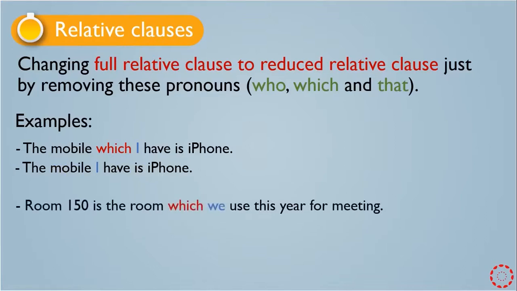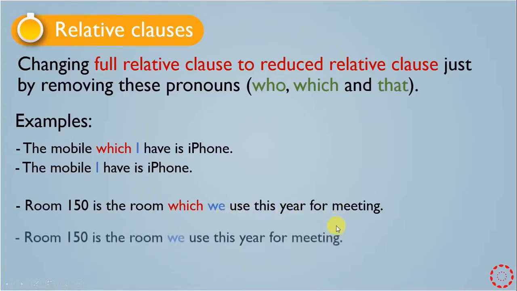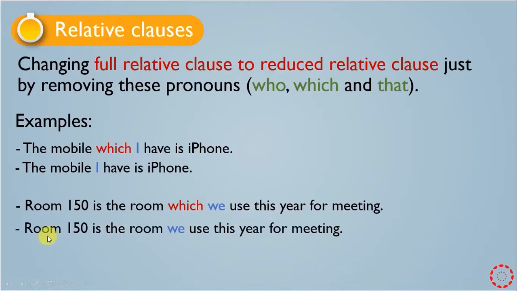Another example: the room 150 is the room which we use this year for meeting. And it becomes: room 150 is the room we use this year for meeting. We remove which.